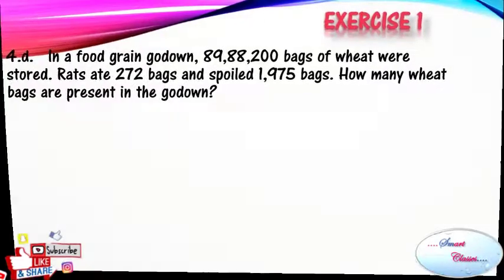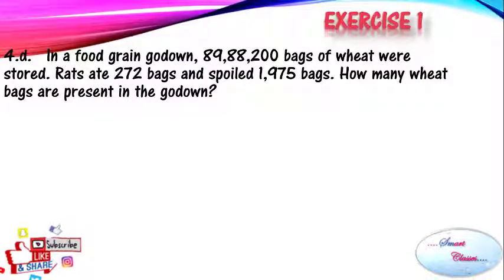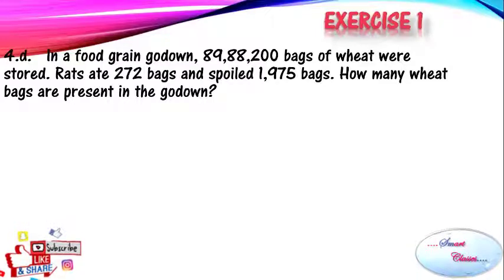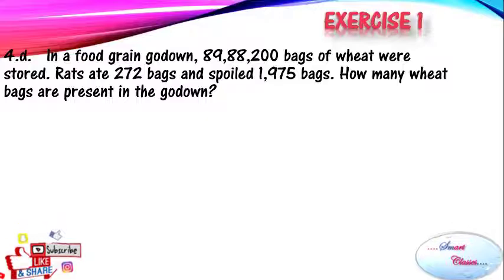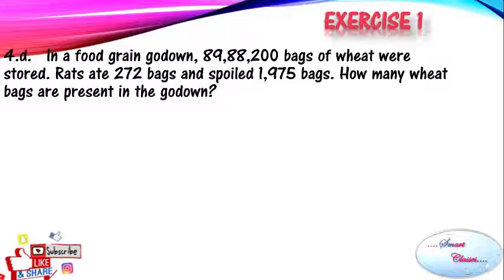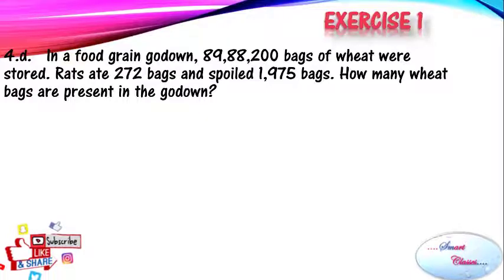Now question number 2. In a food grain godown, 89,88,200 bags of wheat were stored. Rats ate 272 bags and spoiled 1,975 bags. How many wheat bags are present in the godown?